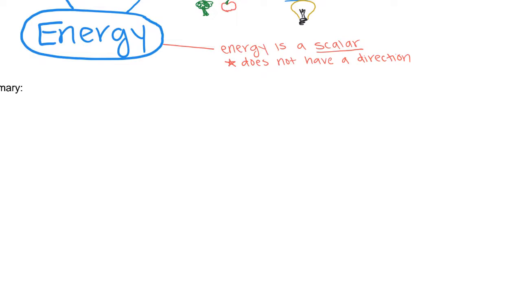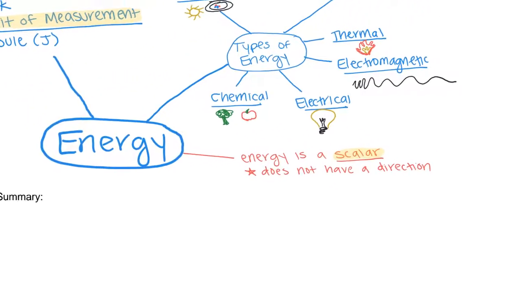So force has a certain strength as well as a direction, right? We know that this bottom arrow is going to be a smaller force to the right than the arrow up top. So vectors have a magnitude and direction. However, energy is not a vector. Energy is a scalar. So a scalar does not have a direction. We only care about how much energy an object has. We don't care about what direction that energy is going.